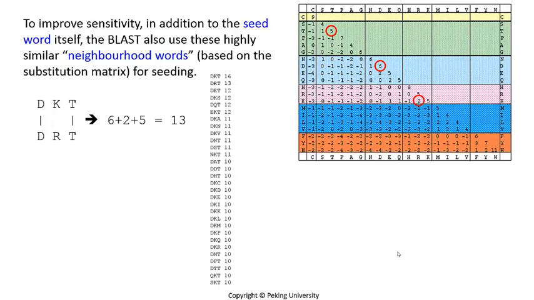Similarly, the similarity between all possible neighborhood words and a seed word can be worked out. Of course, we should only consider highly similar neighborhood words to reduce false positives. In practice, in the latest version of BLAST, a neighborhood word will only be considered if it has a similarity of 11 or more with the seed word.